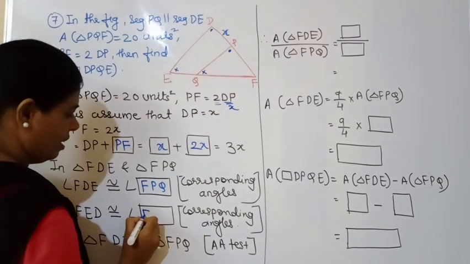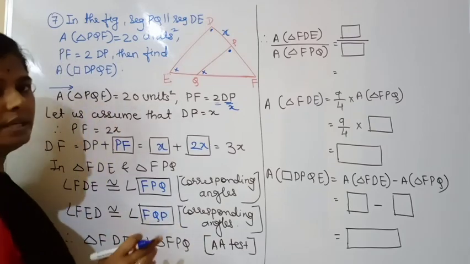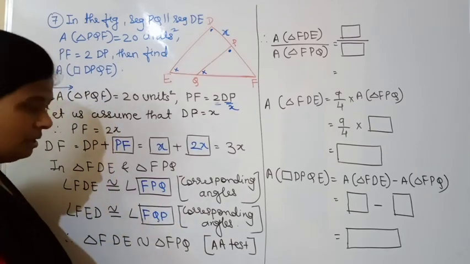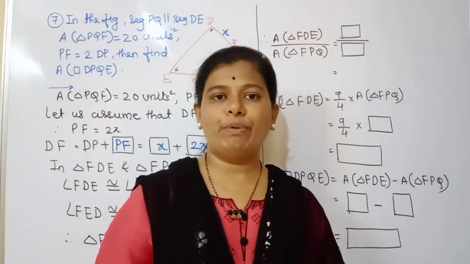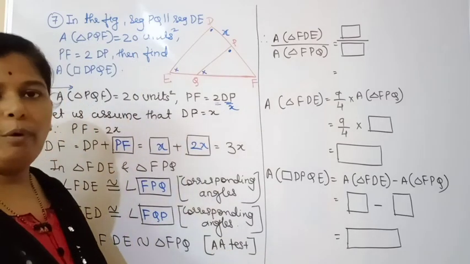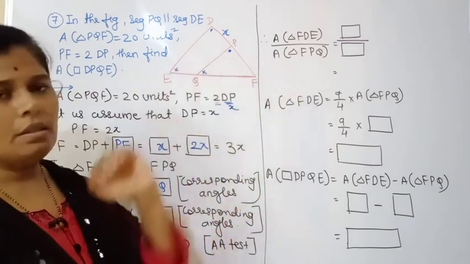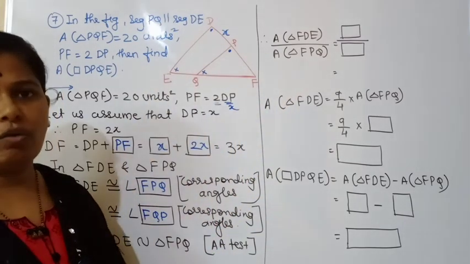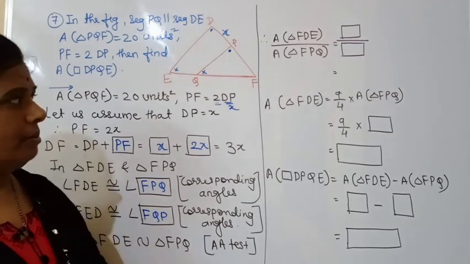So we will write here angle FED is congruent to angle FQP. So in this way we can say that both these triangles are similar. So triangle FDE is similar to triangle FPQ by the AA test. Okay. So we have now proved that both these triangles are similar. Now we write the ratio by the theorem on areas of similar triangles. We can apply that theorem here now.